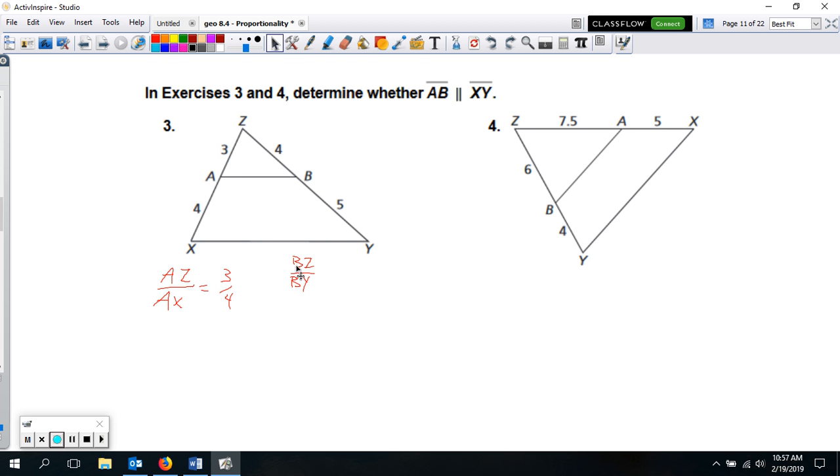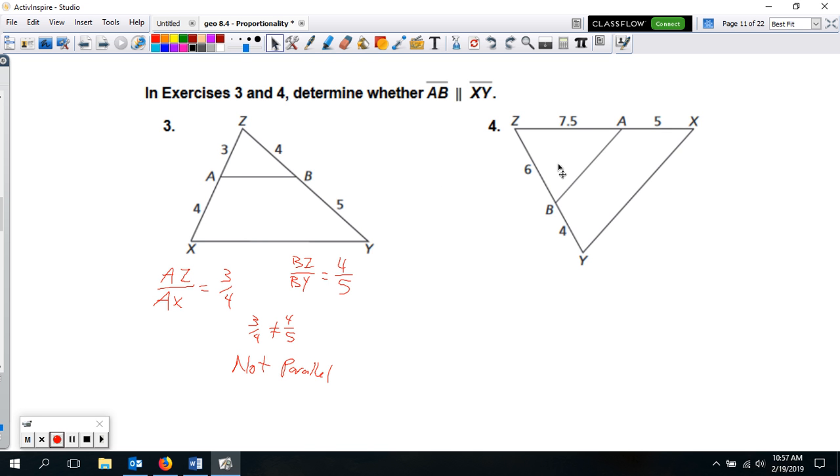And so I'm being consistent with each ratio is each side length, and then the numerators are going to be from the top one, and the denominators will be from the bottom one. So I got 4/5 over here. The BZ is the 4, and the BY is the 5. And we could see, well, 3/4 does not equal 4/5, so these cannot be parallel. So we'd say not parallel for those ones. So number 3 is not parallel.